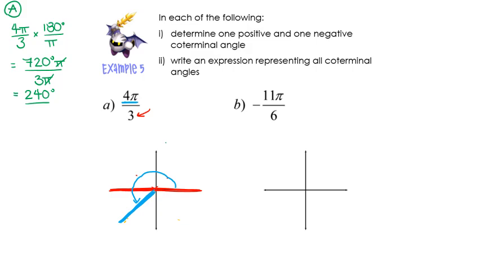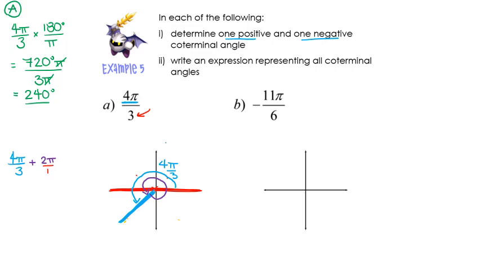Now, to figure out my positive and my negative coterminal angles, what I'll do is I'll start with my principal angle of 4 pi over 3. And if I want to get a positive coterminal angle, what I'll do is I'll just go one full rotation around until I reach the same terminal arm, which means that all I'm doing is I'm adding a full rotation of 2 pi.